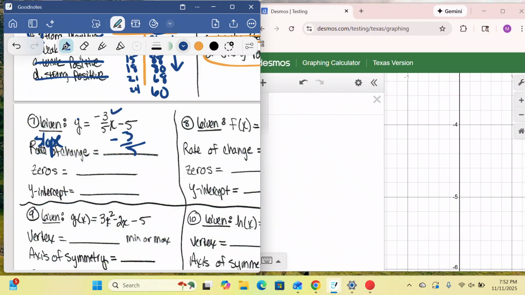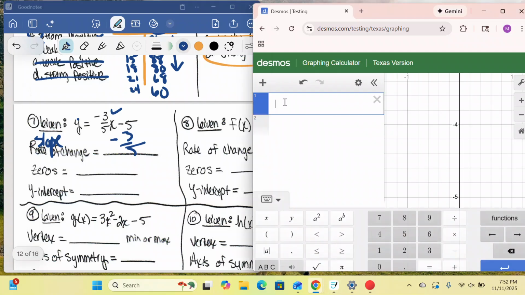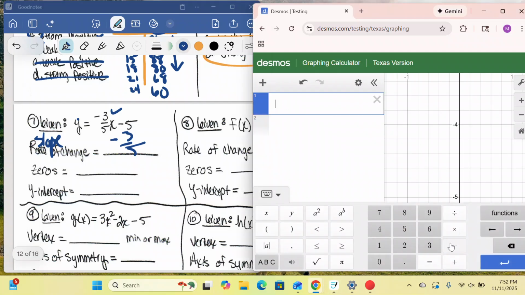Now, in order for me to get my zeros, I'm going to go ahead and plot them. So I'm going to put it in the calculator, and I'm going to put negative 3, and I'm going to skip the y equals, because I don't have to put y equals. So it's going to be negative 3 divided by 5, and then I'm going to do the space right here, and then I'm going to do the x minus 5, and there is my linear equation.